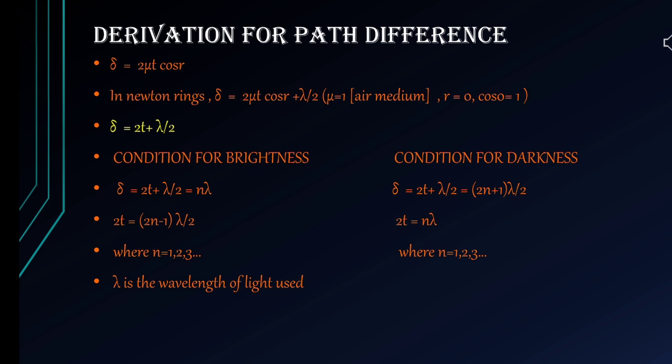For brightness, path difference should be equal to n lambda. So when I send lambda by 2 to the right side, then 2t is equal to (2n minus 1) into lambda by 2, where n is equal to 1, 2, 3. Here lambda is the wavelength of light used. This is the condition for brightness.